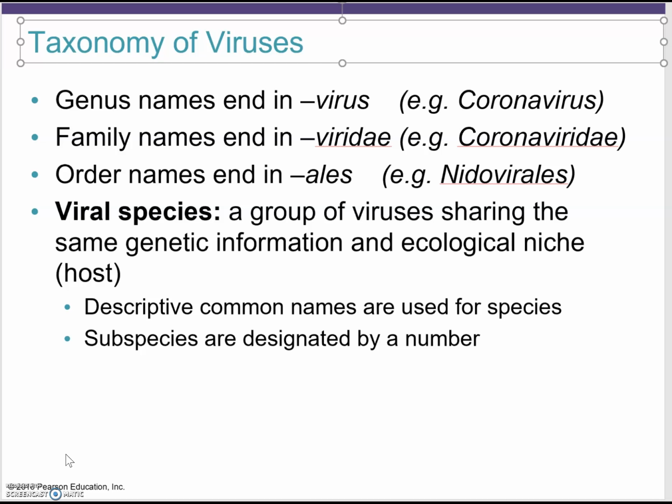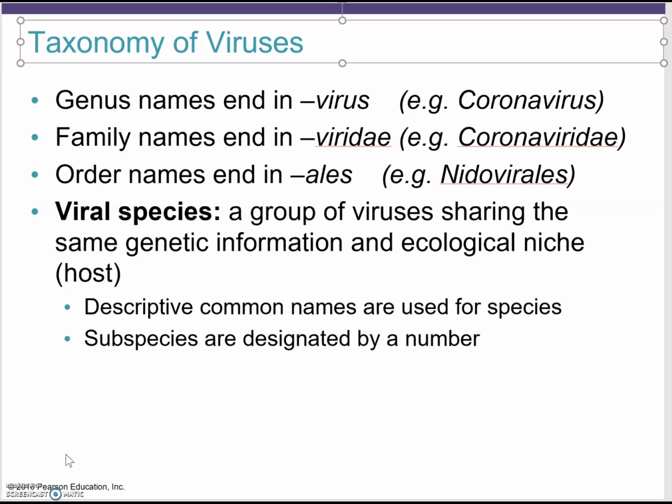And everybody's talking about this one in particular, so let's use it as an example, coronavirus. That's a genus name. The coronavirus belongs to a family of coronaviridae. So the family names end in viridae. And then up from there will be the orders. In this case, we are talking about the nidovirales. So orders of viruses end in ales.